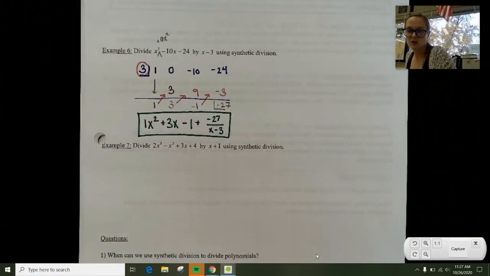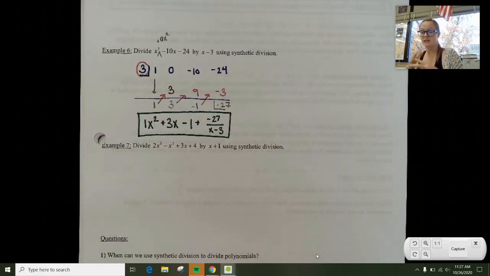So synthetic division is a process. Again, it only works if you have a linear divisor. And in this situation, we're only doing it for x plus a number or x minus a number.